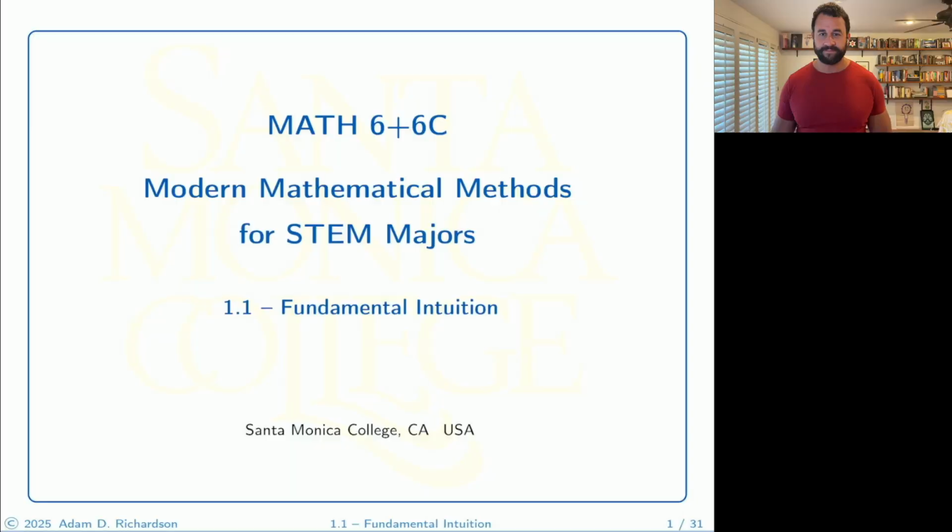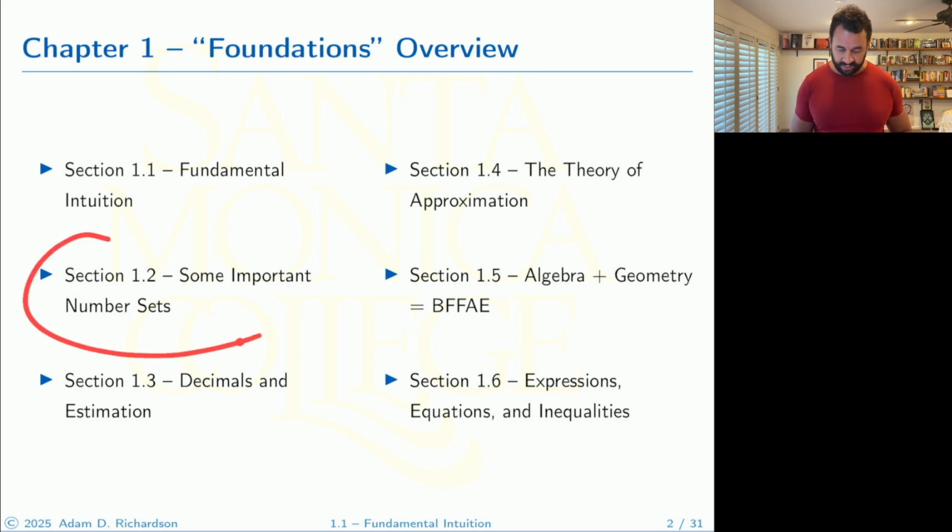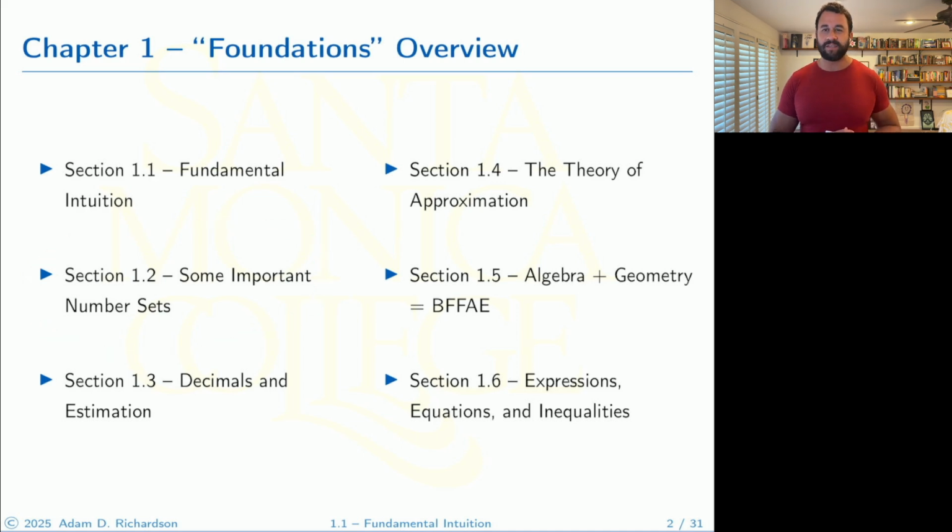All right, so we're in section 1.1, and I want to start with just a chapter 1 overview. These are all the sections in chapter 1. Section 1.1, what we're doing today, is all about fundamental intuition. I'll get into that in a minute. The next section is 1.2, which is really just about some important number sets, things like natural numbers, integers, rational numbers, the real numbers. We're going to talk about those and maybe refresh your memory about what those sets are.